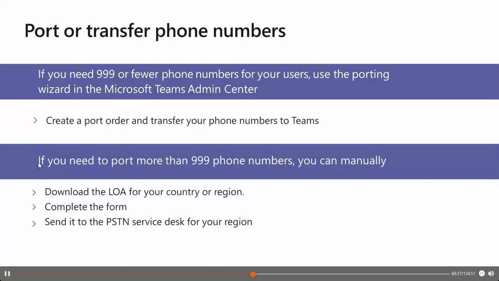So if you need 99 or fewer phone numbers, you can just port them with the wizard in the Microsoft Teams Admin Center. You can create this port order or transfer order from your phone numbers to Microsoft Teams. If you need more, or if you have any trouble because it maybe isn't available in your country or region, then you can download the LOA for your country or region. You can complete the specific form and send it to the PSTN service desk of your specific region, and they will help you out. It's a fast moving and straightforward process.